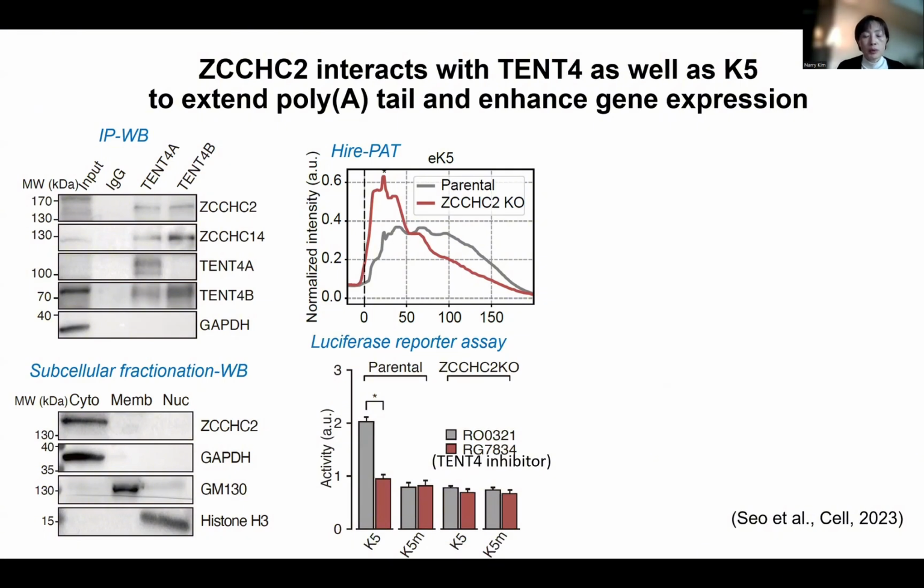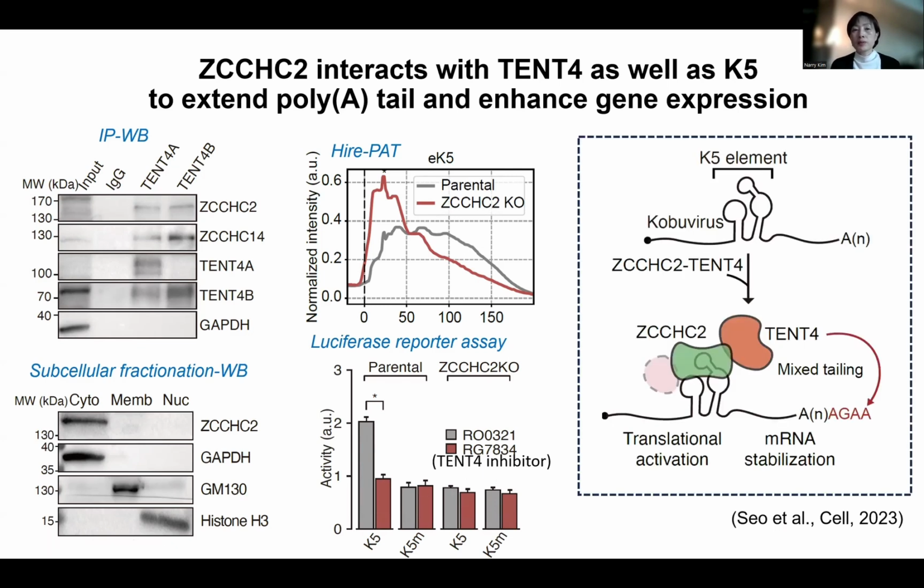Consistently, the luciferase reporter experiment shows that the K5-containing reporter, which increases protein expression in a TENT4-dependent manner, does not work anymore in these knockout cells. So these all came down to this model where Kobuviruses have this K5 element to recruit this ZCCHC2-TENT4 complex, which induces mixed tailing and stabilization of viral messenger RNA.